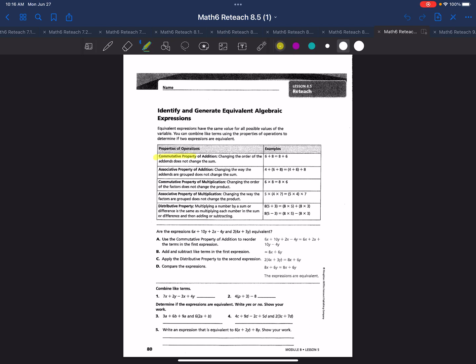So for your vocabulary today, we have commutative property, associative property, and distributive property. So those are the three I would write down. We have commutative property, we have associative, and we have distributive.